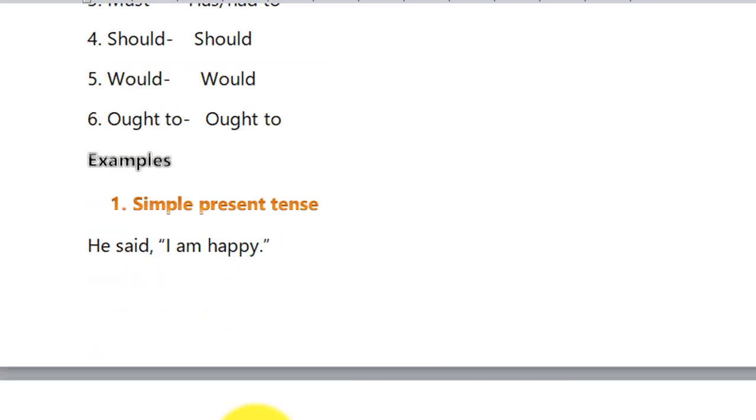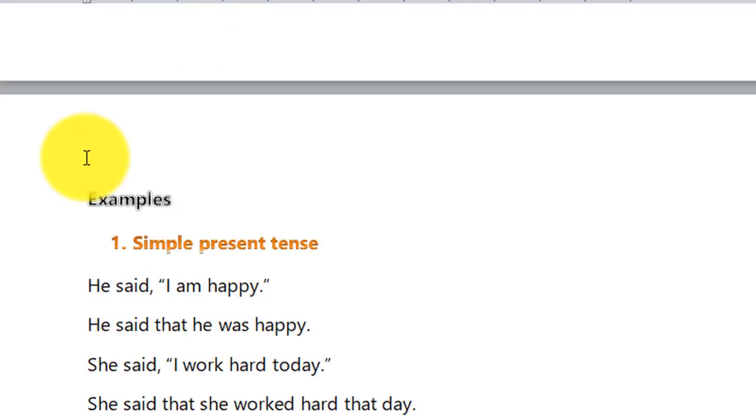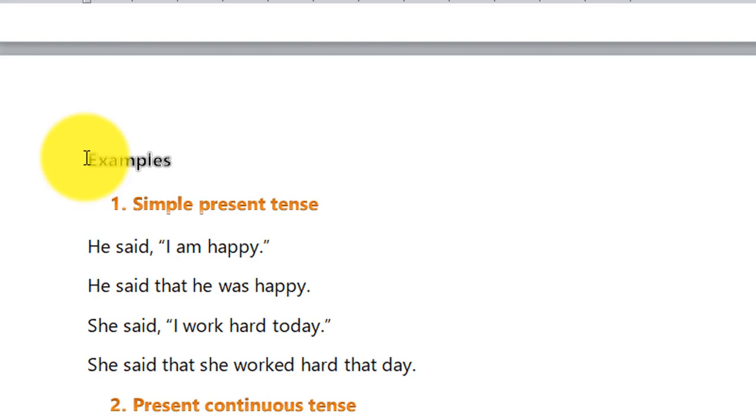Great, let me come to the very important examples here. This is a theory. Now, what I showed you is the theory. After we know the theory, how do we change it? Let me give you examples in all the tenses.